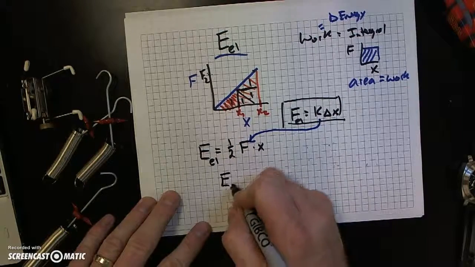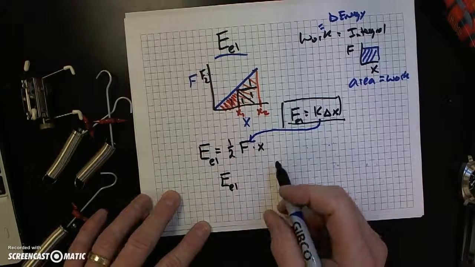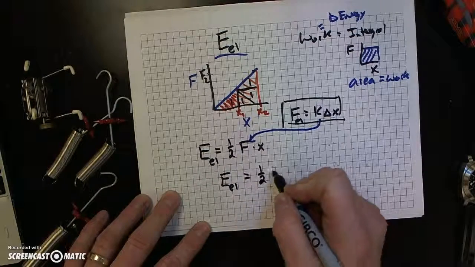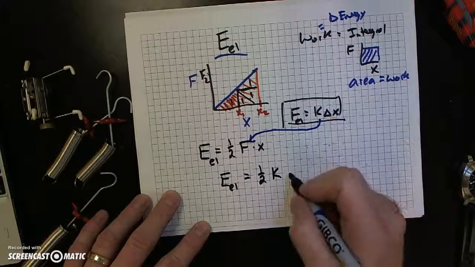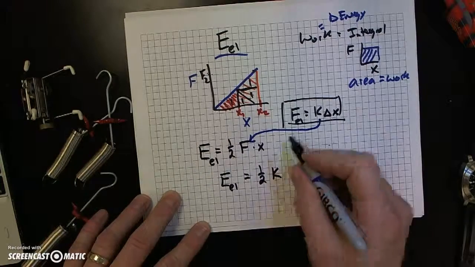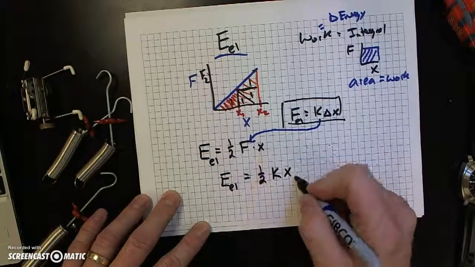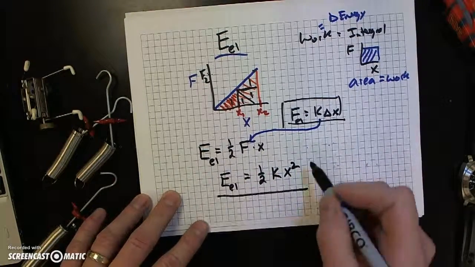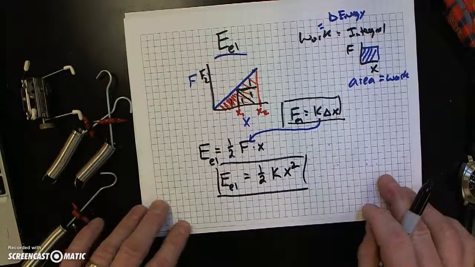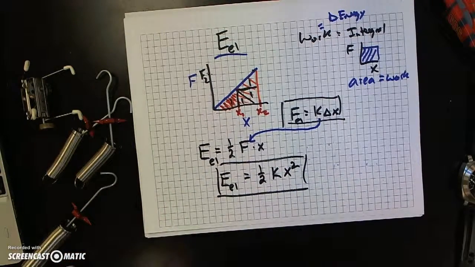So EL is equal to 1/2 k times this delta x, which is just, remember, x2. I always call it x for short, for generic, times that x. So that's going to be x squared. So this right here is going to be your elastic energy equation.